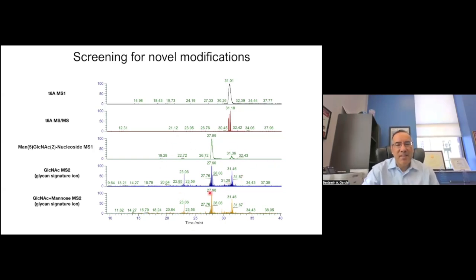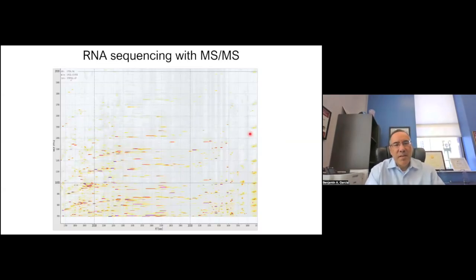And I'm going to get back to this at the end, but I'm going to switch gears now a little bit and talk about the RNA sequencing that we've been doing in the lab. We've also been interested in seeing how hard it is to sequence RNA by MS-MS, and it's definitely a challenge, but it can be done. A really beautiful talk right before me pushed the boundaries of this type of work.